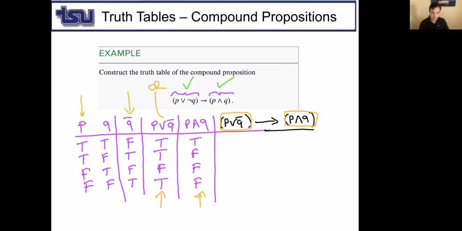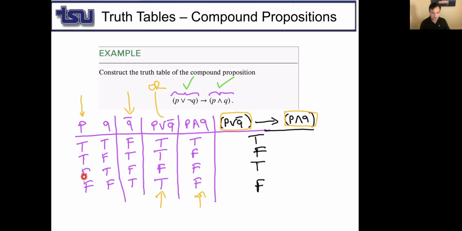So now you can tell me: true implies true is true. True implies false is false. False implies false is true. And then true implies false is what? False. So that is the truth table for this compound proposition. What does that mean? This P and Q are atomic propositions. So that means if P is true and Q is true, all of this compound statement, or compound proposition, will be true.